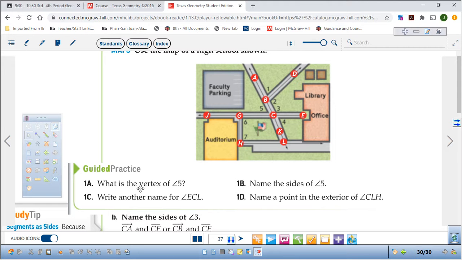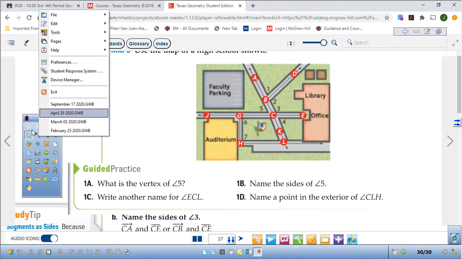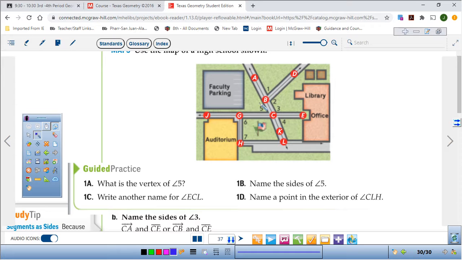Okay, let's go. Ready? So what is the vertex of angle 5? Vertex of angle 5. Let's find angle 5. So angle 5 is right in here, right here. What is the vertex of angle 5? What do y'all think? 1A. We'll go with point C. Question on that one?